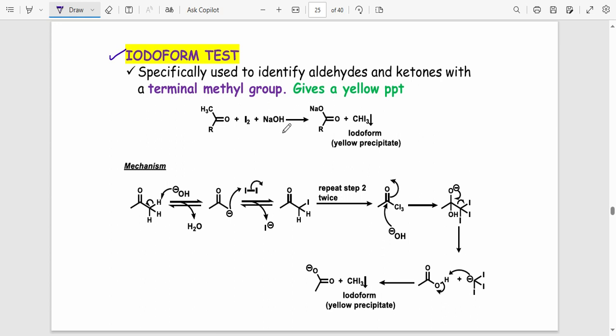It's very vital. The iodoform test doesn't test whether you are talking about an aldehyde or ketone. It just tests for any compound that has got a terminal methyl. You can see this methyl that is at the end, that's the meaning of terminal methyl. It will give a yellow precipitate. If you just see a yellow precipitate when you react with iodine and sodium hydroxide, just know that the iodoform test is positive, meaning that your compound, whatsoever the compound, it can be an aldehyde, a ketone, an acid, it has got a terminal methyl group.